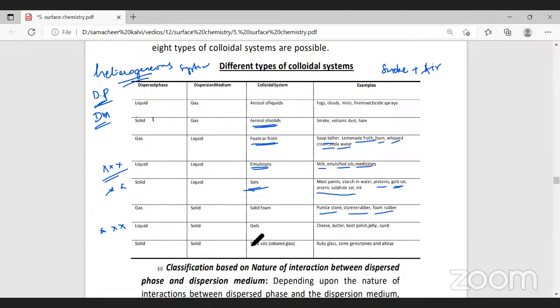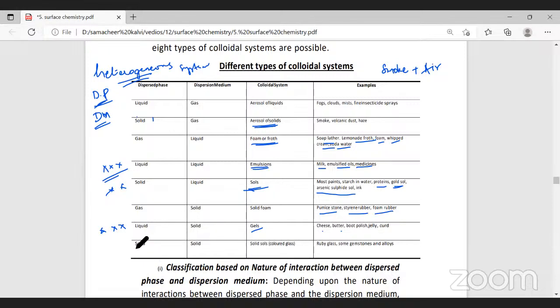Now, what is a gel? Gel is a colloidal system in which the dispersed phase is liquid and the dispersed medium is a solid. Example: cheese, butter, boot polish, jelly, curd. All these are examples for a gel.